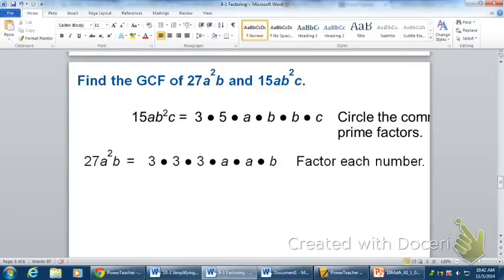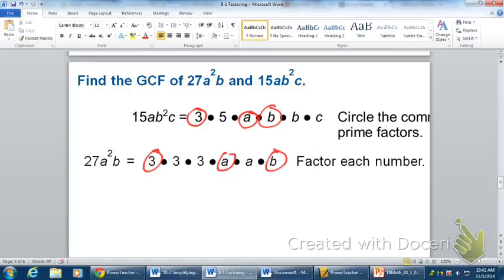Now, to find the greatest common factor of both of these, you need to figure out which ones are the same. Now, if you look, they're stacked on top of each other, you can tell, okay, I got a 3 up top, I got a 3 at the bottom. Okay, that works. Okay, what else do I have in common? A, B, and a B.